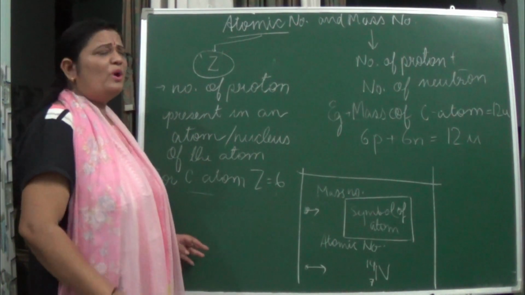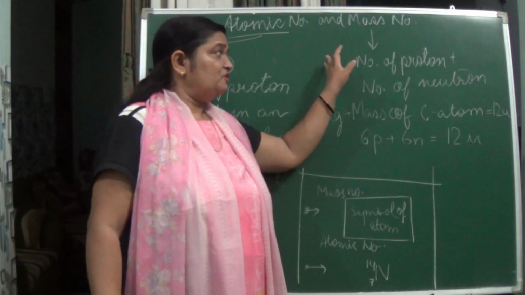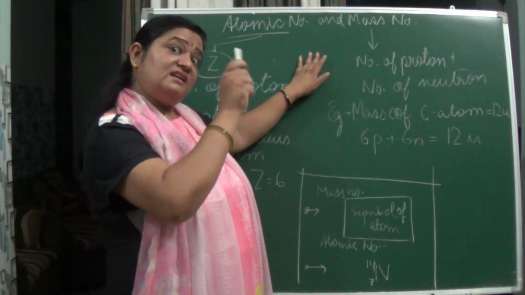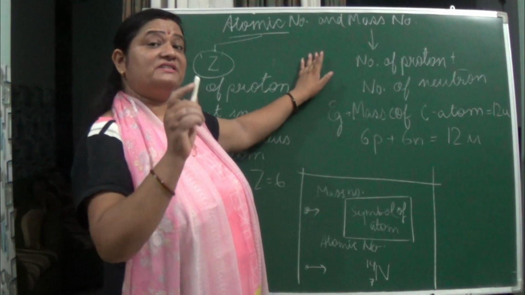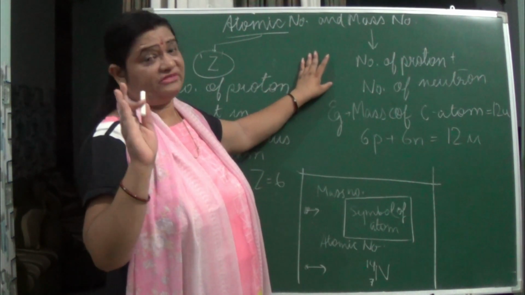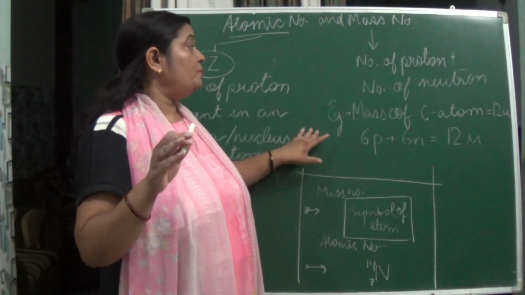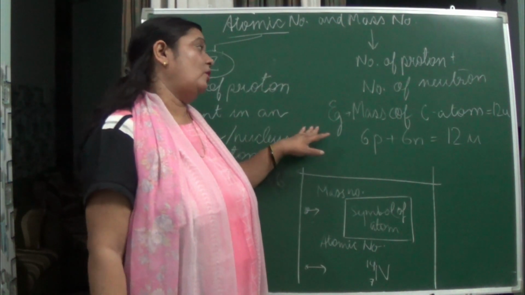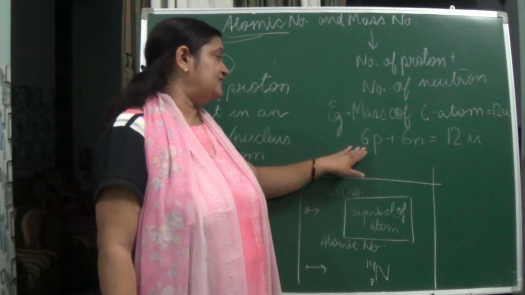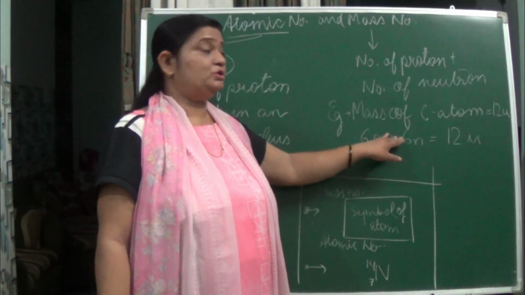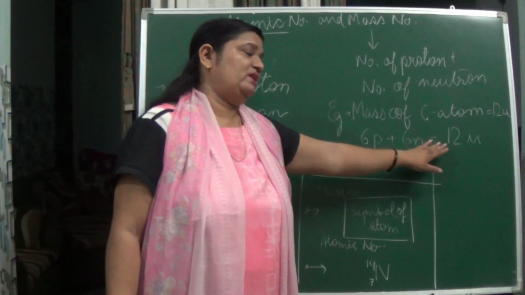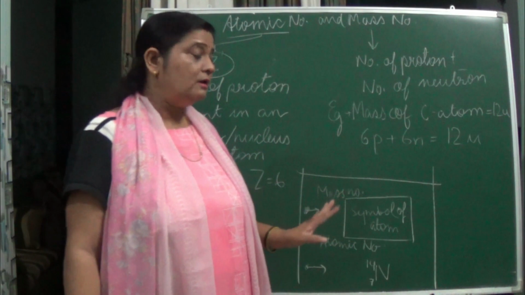Now, what is mass number actually? Mass number is the number of protons plus the number of neutrons present in the nucleus of the atom, and that determines the mass number of that atom. If carbon has 6 protons and 6 neutrons, its mass number will become 6 plus 6, that is 12 atomic mass unit or unified mass.